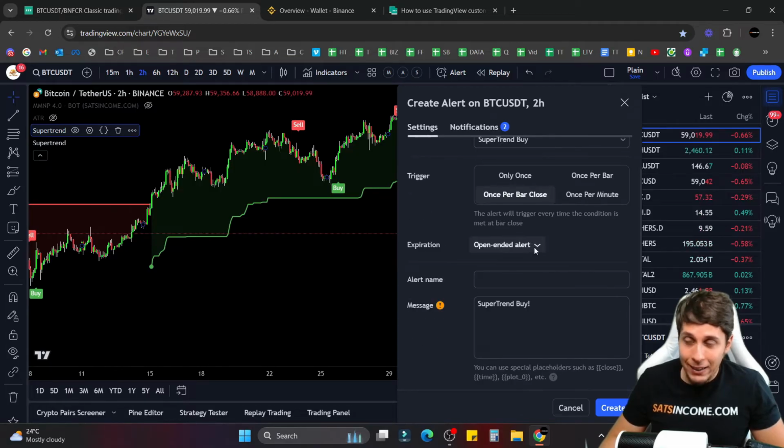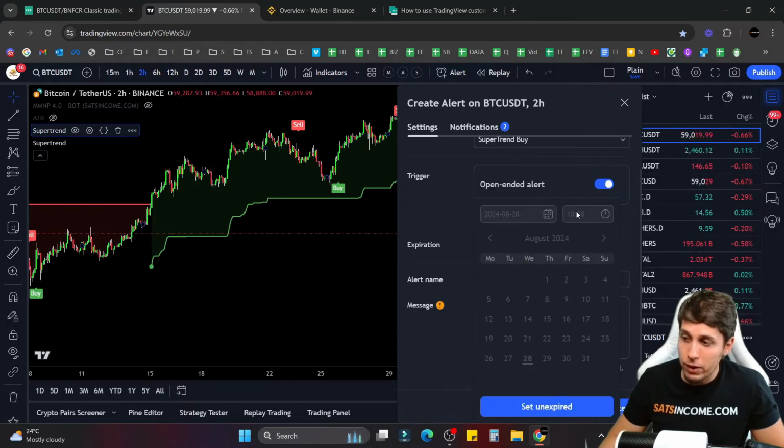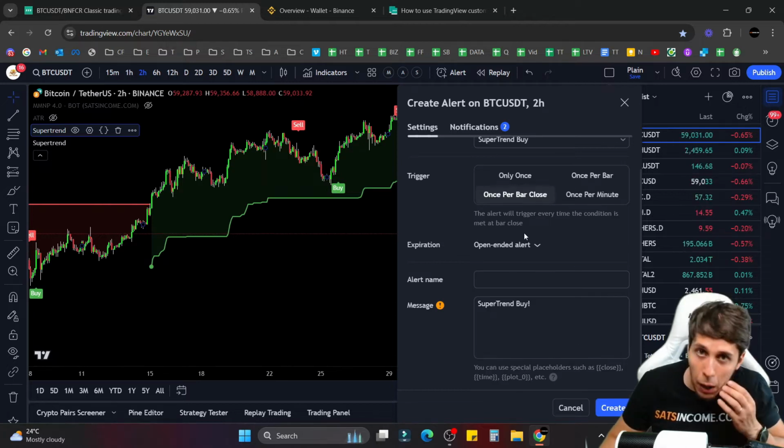Expiration, open-ended alert. This means that the alert is not gonna expire, but this option I believe is only available for the premium TradingView plan, which I am on. You might not be on this plan, so your alert might have expiration. Just select here the longest possible period to have your alert, right? And then you just gonna have to update your alerts from time to time so they don't expire.